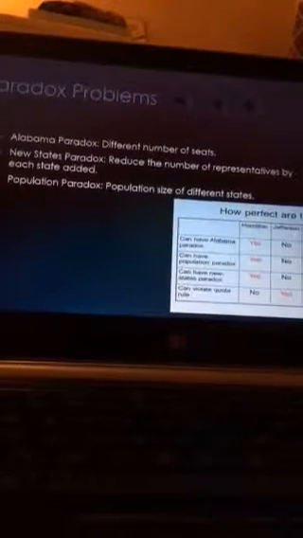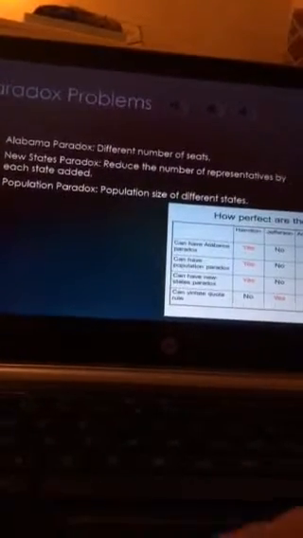This occurs by increasing the number of representatives for larger states faster than that of smaller states. If population for State A and State B overtook the population of State C, then this would cause State C to lose a seat, and because of that mistake, the Hamiltonian method is no longer used.